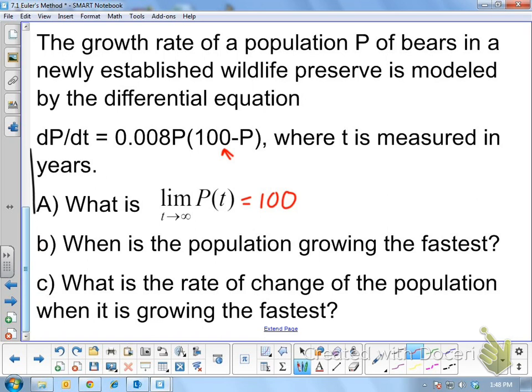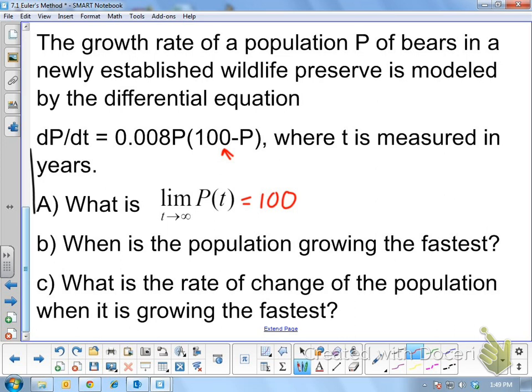I was trying to think of very many different ways to say that without actually saying the word extrema or maximum. Oh, hey, that was what I was looking for, extrema. So when is the population growing the fastest? What did we have to do to find a maximum? Take the derivative, set it equal to 0.